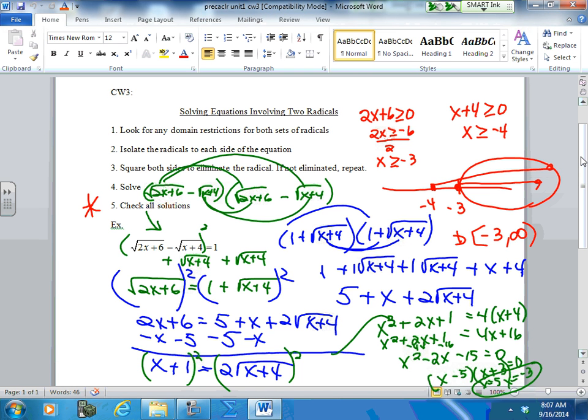And if we check the 5, and you can just do this real fast. 5 times 2 is 10, plus 6 is 16, square root of 16 is 4, minus 5 plus, is it 5? 5 plus 4 is 9, square root of 9 is 3. Yep, that one works. Now, check the -3 for me while I grab this one.